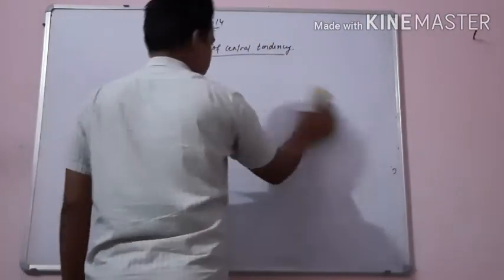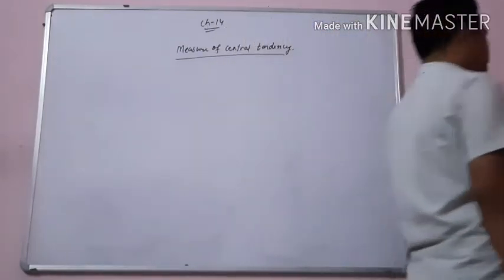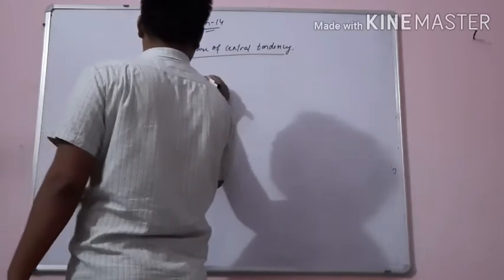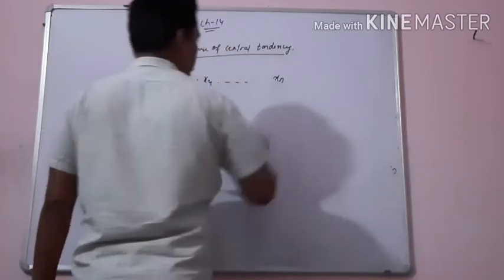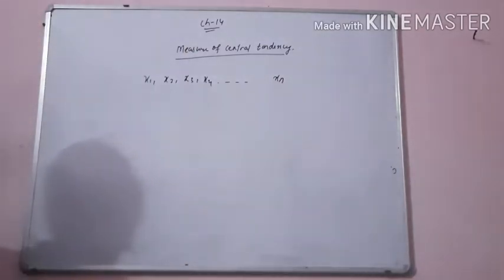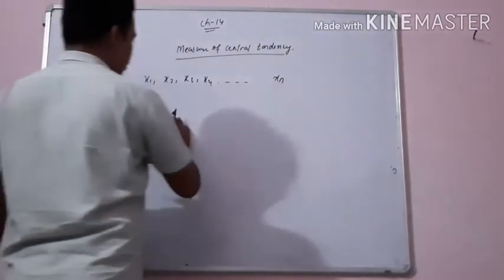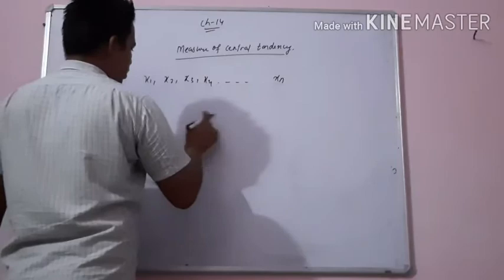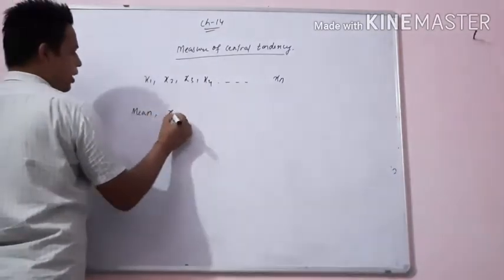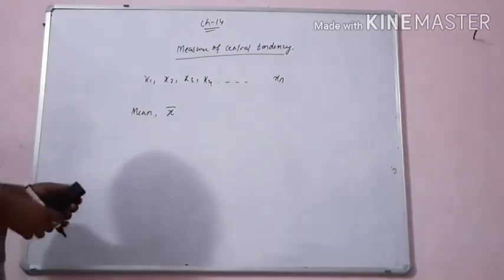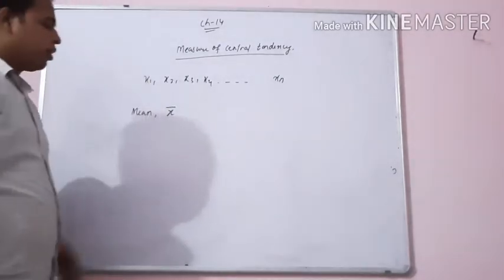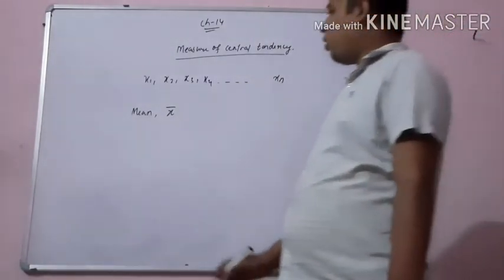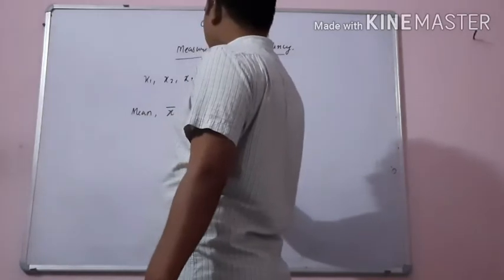Suppose you have data like x1, x2, x3, x4, up to xn. What will be the mean for it? Mean is represented by x bar. Whenever a letter has a bar, that represents mean or average.